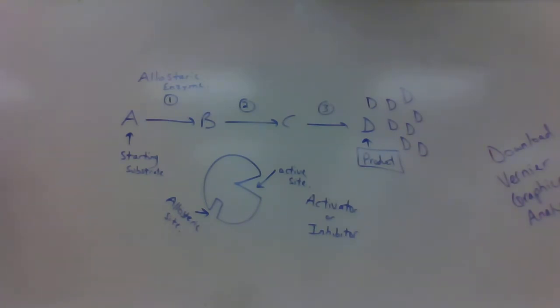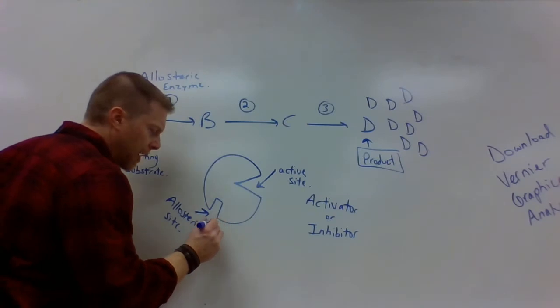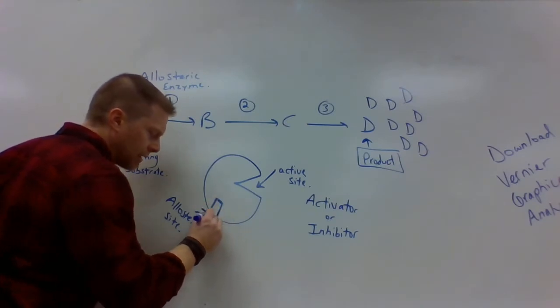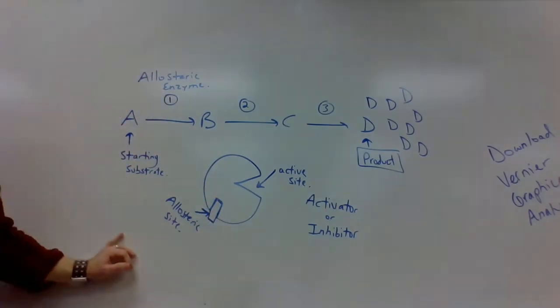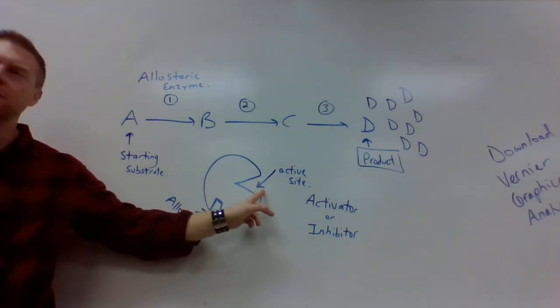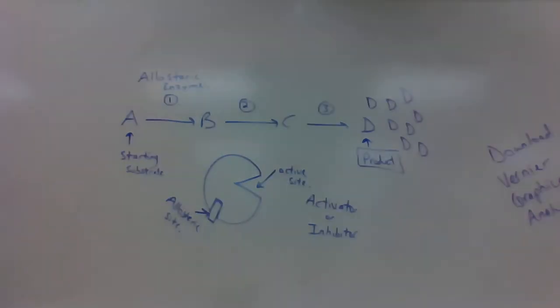So an activator is going to bind to the allosteric site, and it's going to lock the active site in its active form, meaning that enzyme is turned on and it can catalyze the reaction. Does that make sense to all of you?